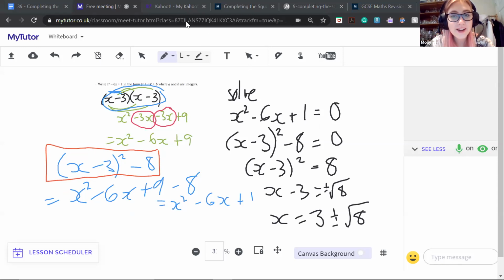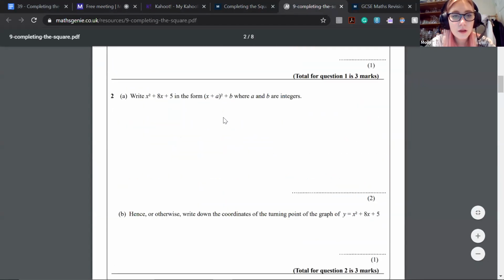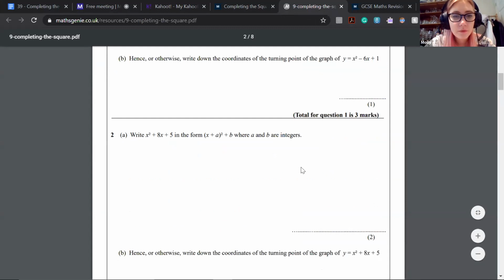Okay. I'm enjoying the Q&As pretending to be from Maths Made Easy. Okay, we'll go over another really similar one. Let's do this one.